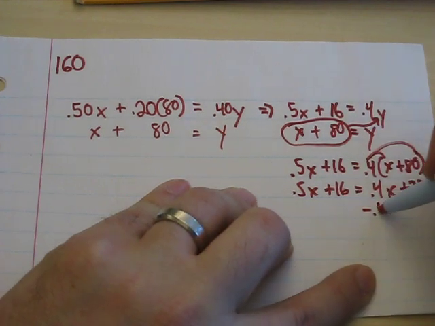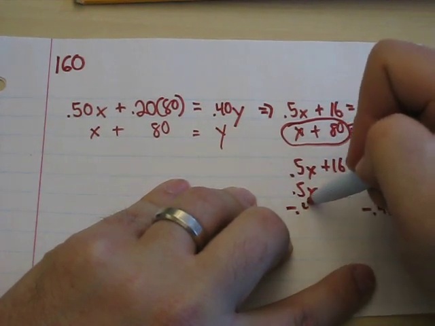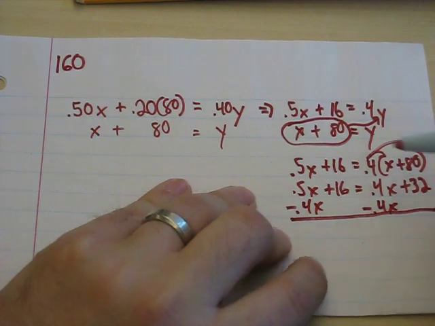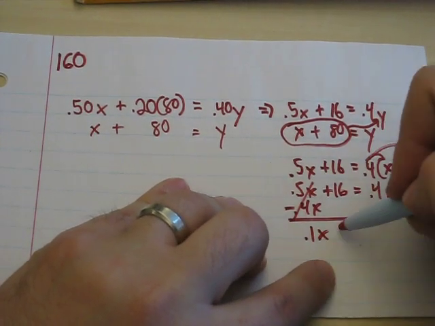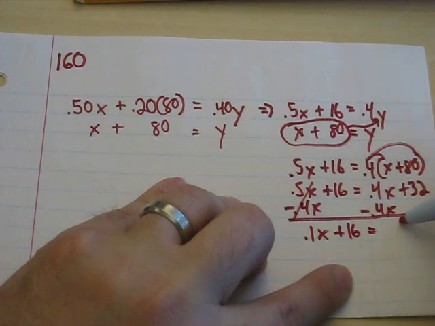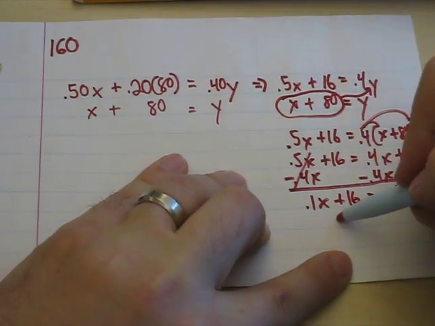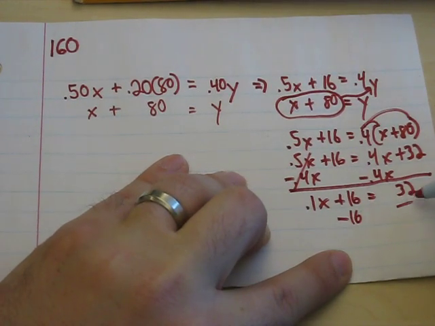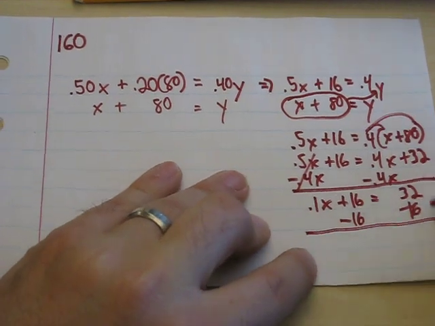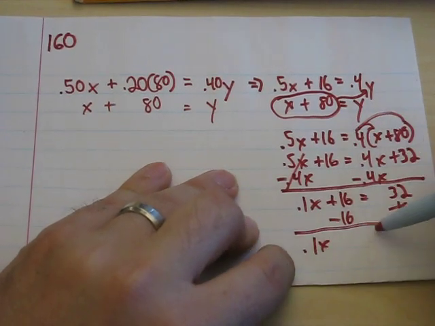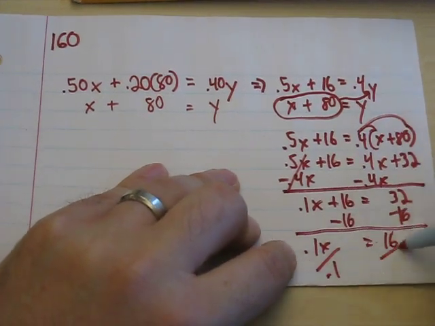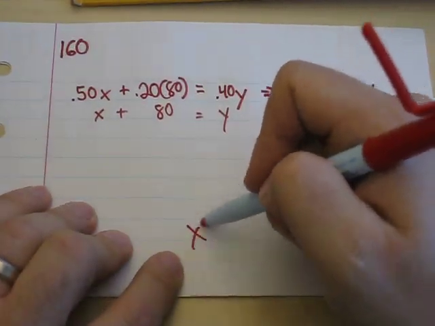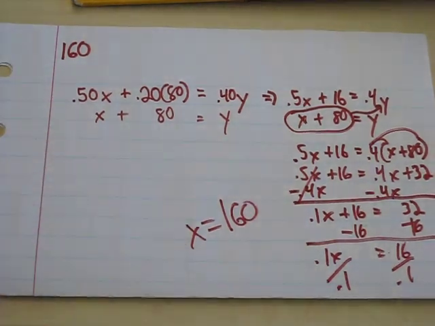Now I'm going to subtract my 0.4 or my 4 tenths. Draw my line. 5 tenths minus 4 tenths is 1 tenth x plus 16 equals 32. Subtract my 16 from both sides. Draw a line. 1 tenth x is equal to 16. Divide both sides by 1 tenth. And x is equal to 160.